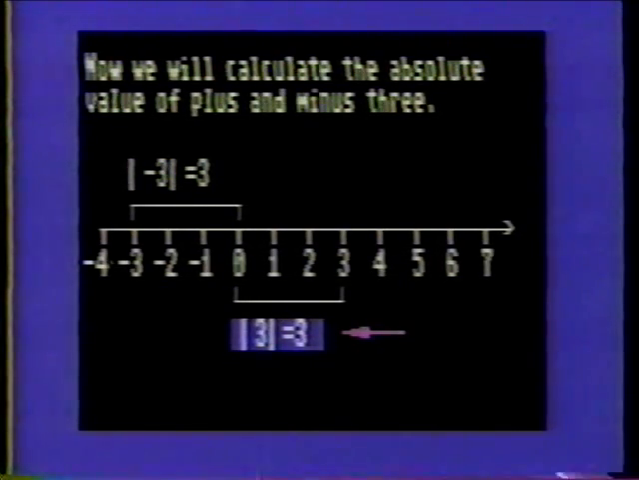Note that the number of intervals from 0 to negative 3 and 0 to positive 3 is the same. The only noticeable difference is that in one instance you counted towards the left and the other you counted towards the right. Absolute value is concerned with distance and not direction.